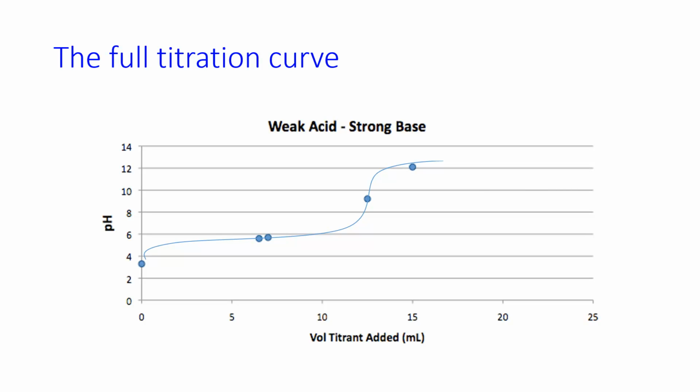And so what we get is a titration curve that looks like this, where it is a steep rise out of the equivalence point, and then a slow, more gradual rise up to a pH that's over 12, where it will level off.